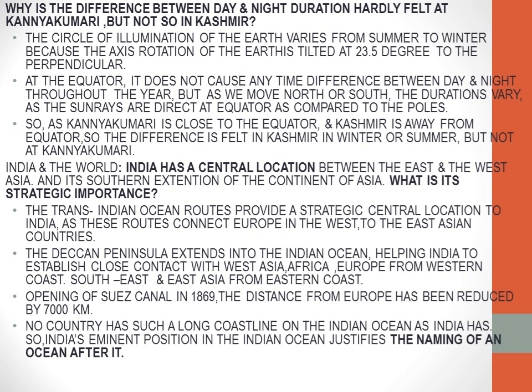So as Kanyakumari is close to the equator and Kashmir is away from the equator, the difference is felt in Kashmir in winter or summer, but not at Kanyakumari. That is why there is a variation in any area. If an area is near the equator, the variation in duration is hardly felt, but as we move away from the equator, the variation is felt.